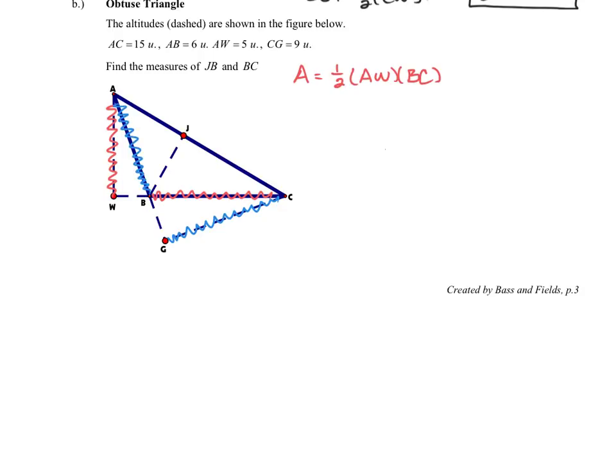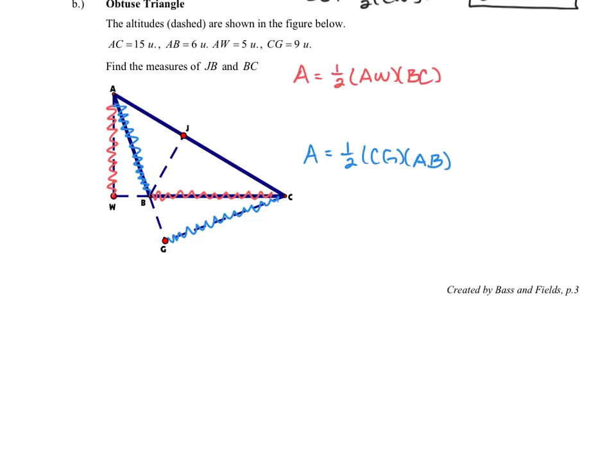Now, if you're kind of confused on some of these pictures, this is what we did back in Chapter 5. So you can always go back and look at your Chapter 5 notes when we were actually constructing these various altitudes. That might help you understand a little bit more why these altitudes are outside the triangle. So on this next one, I'm going to say the area is going to be 1/2, and I'm going to say CG times my AB.